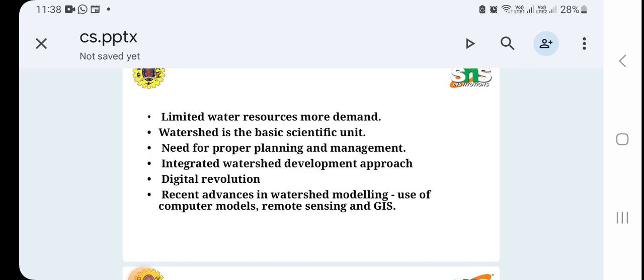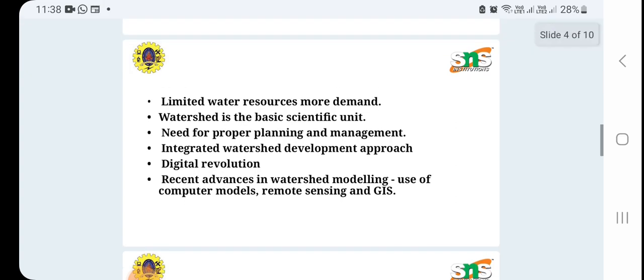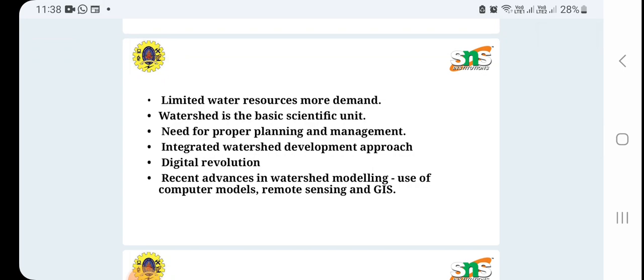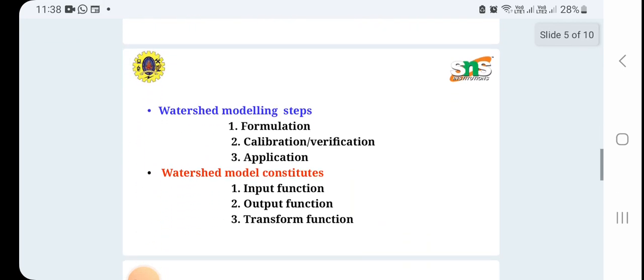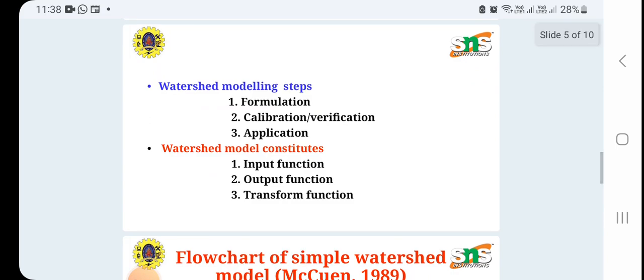Integrated watershed development approach, digital revolution, and recent advances in watershed management and modeling, use of computer models and remote sensing and GIS. Watershed modeling steps: first we have formulation, calibration and verification, and application of watershed modeling. A watershed model constitutes input function, output function, and transform function.